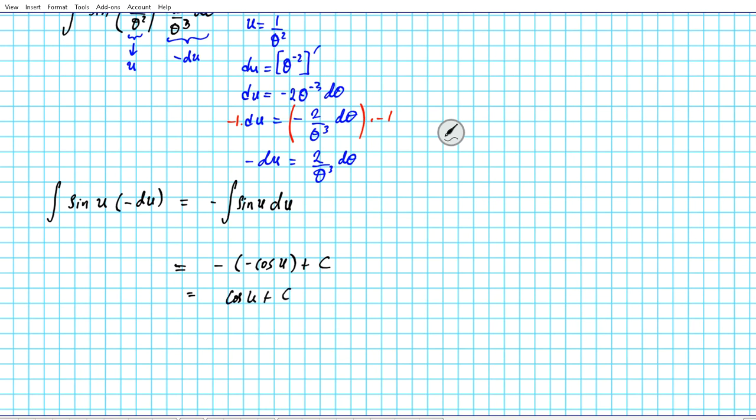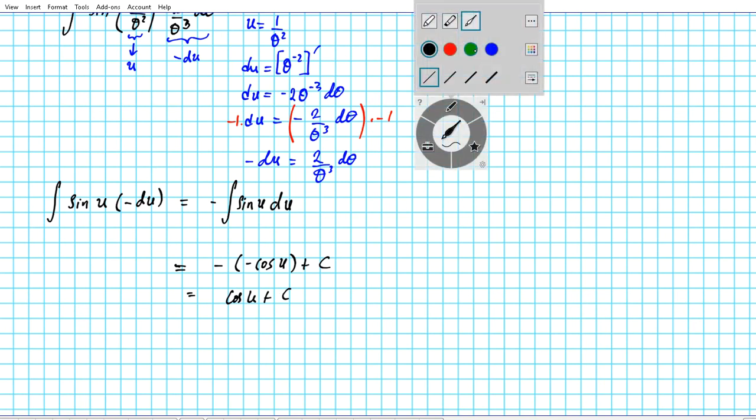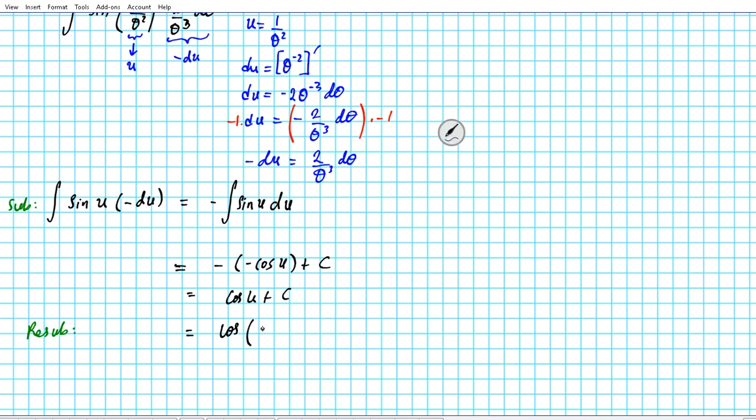Now, we're not done yet. We substituted and integrated. Now we're going to have to do the resub step to finish up the problem. Our resub step is going to give us a final answer, which is cosine of whatever u is. u is 1 over theta squared. So cosine of 1 over theta squared plus c is the final answer.